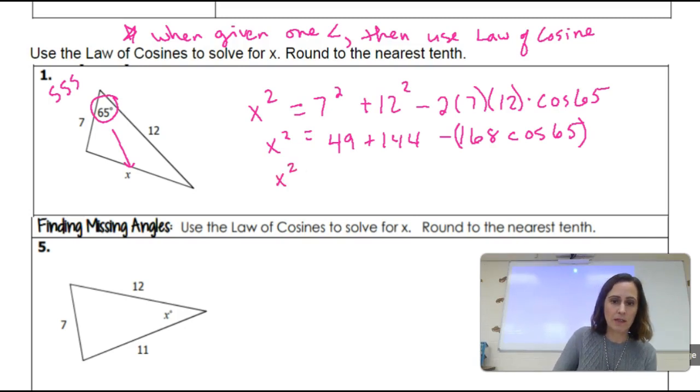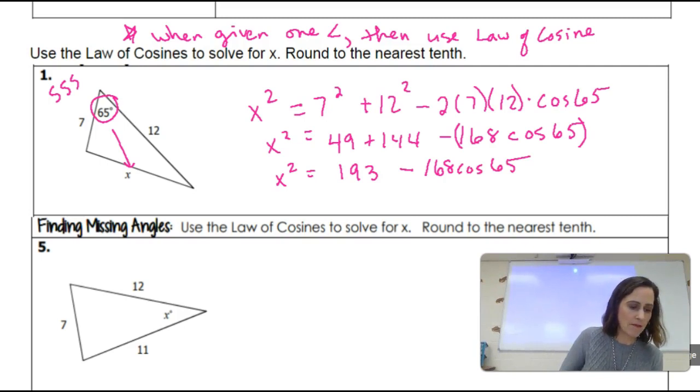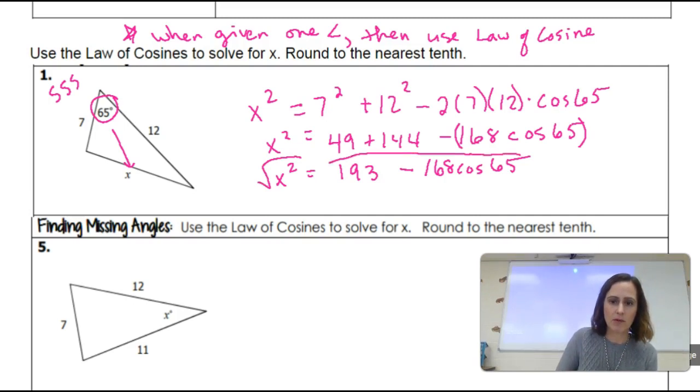And then finally, if we combine all of those values together, right over here, you'd have 193 minus 168 times the cosine of 65. And then finally, to keep it as an exact value, we can do the square root of both sides to get x by itself. So you'd have x is equal to 11. So that side length is 11 to the nearest tenth.